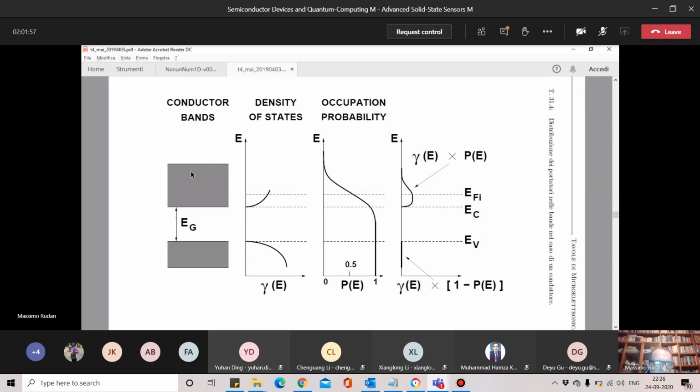Separated by a forbidden gap of extension EG. One question: you are accustomed to see the bands as curves, as E of K curves. In this case, the representation of the band is assuming that in the vertical direction you have energy, but in the horizontal direction you have space, physical space, X, not K. So the bands are uniform with respect to position. They depend on K, so this is why the figure is different.